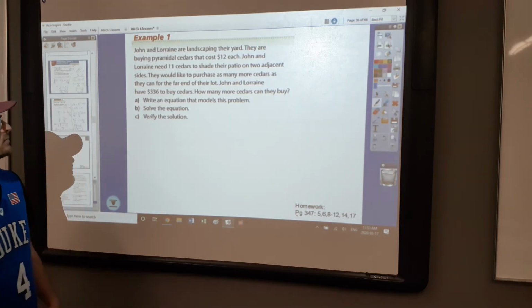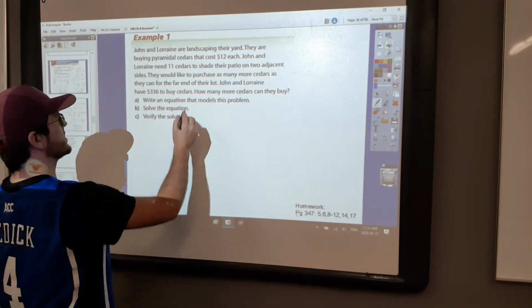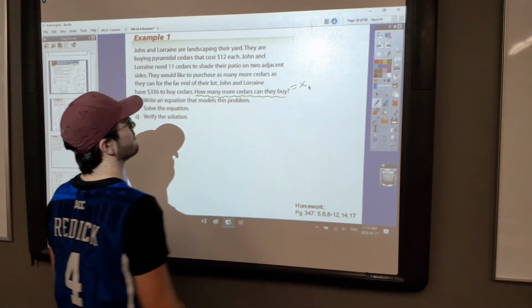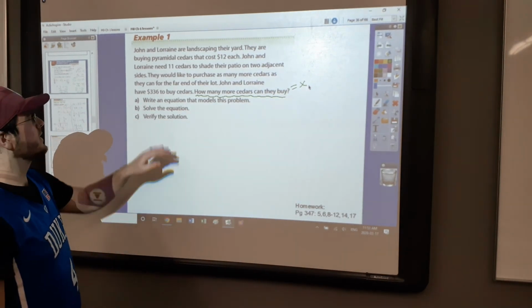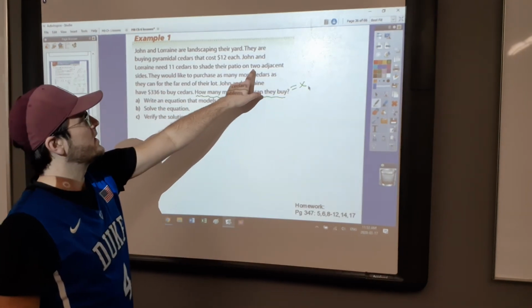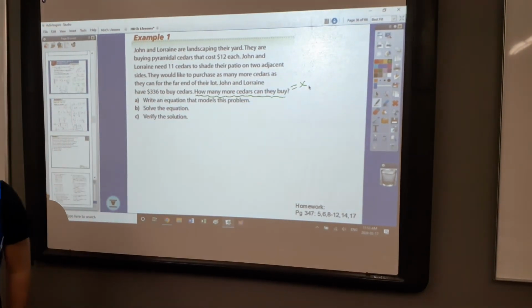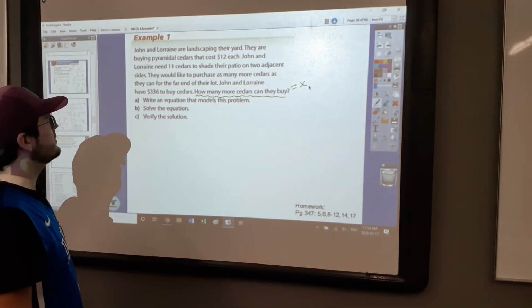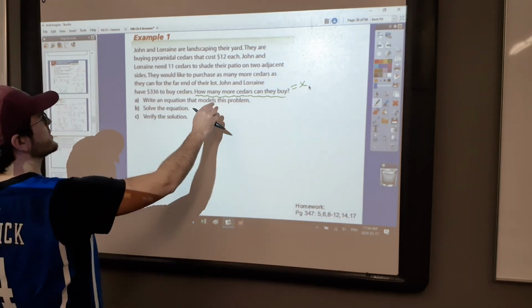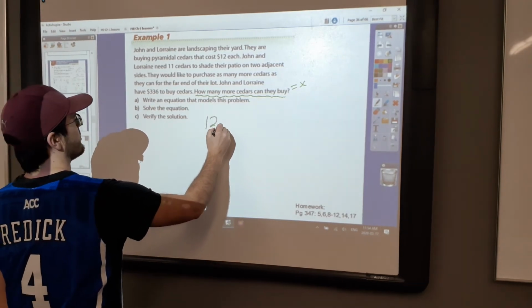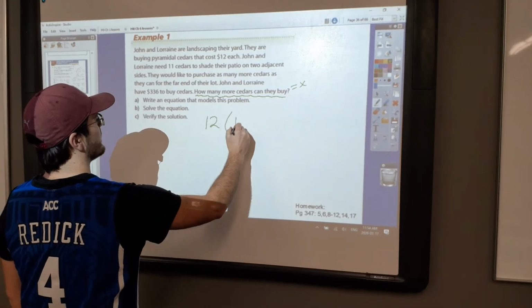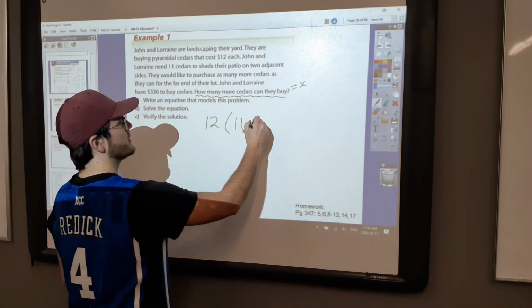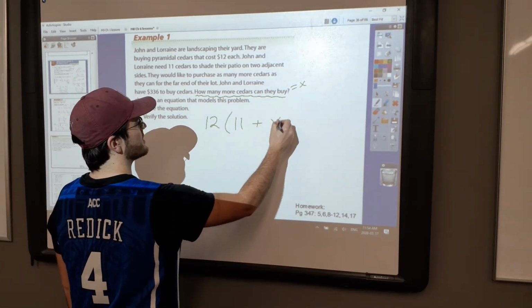Okay, so we know that they cost $12 each. We know in the question, how many more can they buy? That's going to be your X. How many more cedars can they buy? They need 11 more, and then 2 adjacent sides they need cedars on as well. Okay, so write an equation. So I know that they cost $12 each. I know they need 11, and they want a bunch more, right? So I don't know how many more they want, but that's going to be my X.